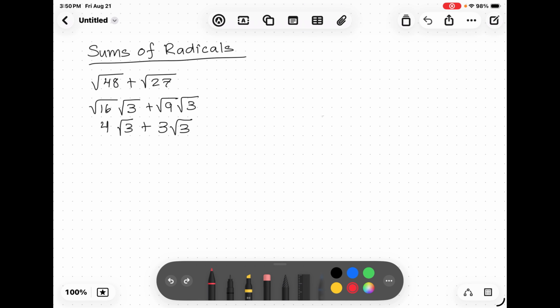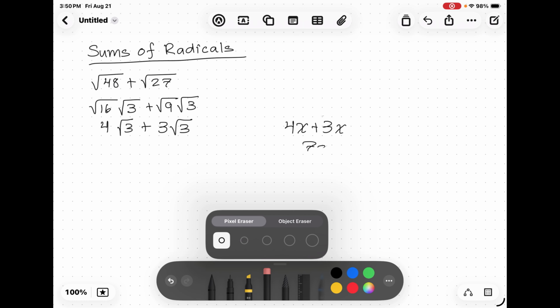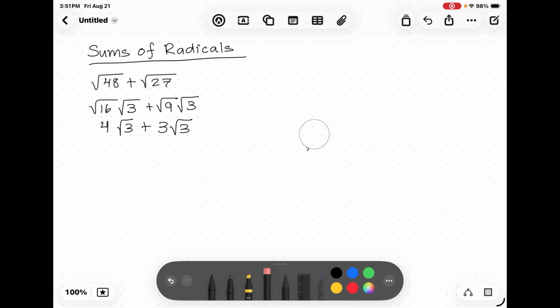I add them together like I would any like terms. For instance, if I had 4x plus 3x, I would say that's 7x. That's the same idea with these. I've got 4 of these, 3 of them, so now there's 7 of them. 7 rad 3. And that's example 1.